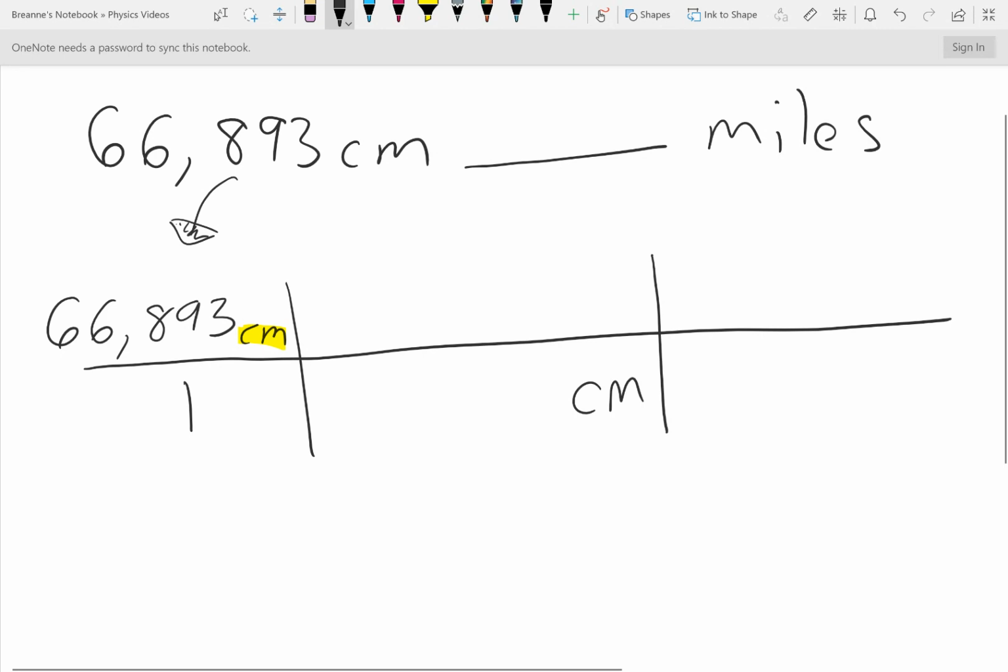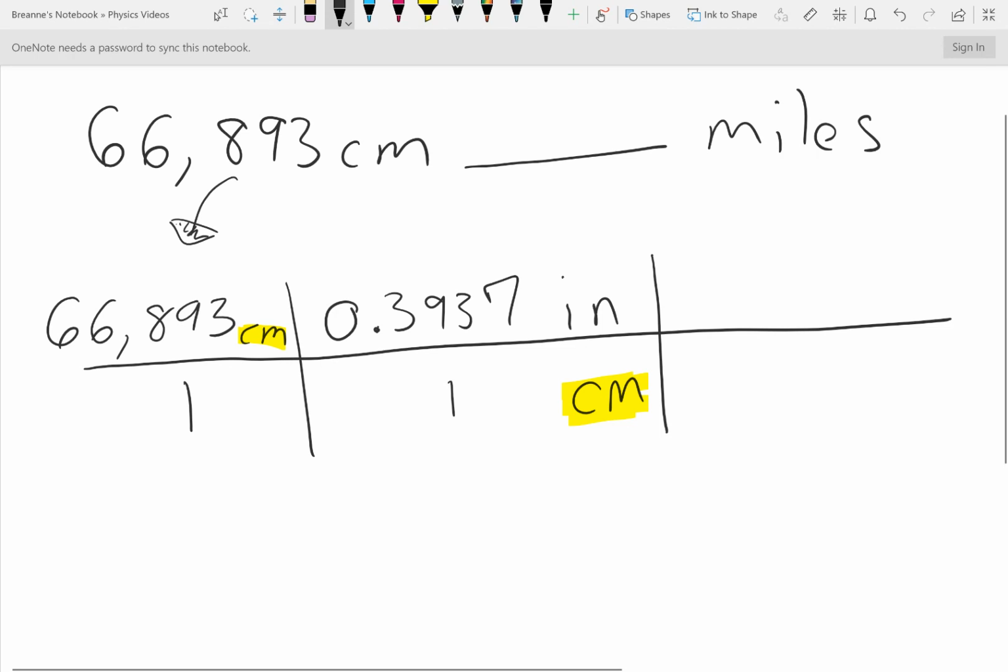But if we look in our chicken duck, there's not a conversion from centimeters to miles. But there is a conversion from centimeters to inches, because we need to get from metric to that English system. So for 1 centimeter, there's 0.3937 inches, and so our centimeters cancel. But we don't want inches, we want miles.